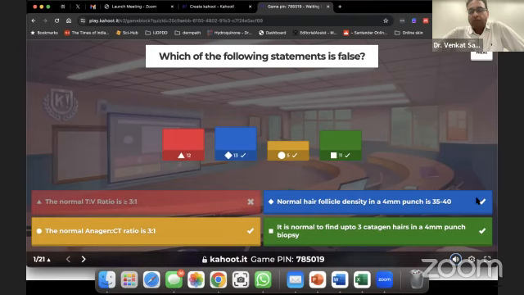It's actually 25 to 40. But 35 to 40 is also relatively normal. Actually, 25 to 35 would be the exact correct answer. But it's okay. 35 to 40 is not abnormal. The normal anagen to catagen ratio is 3:1 is actually false. It's actually more than 4:1. So that's false.